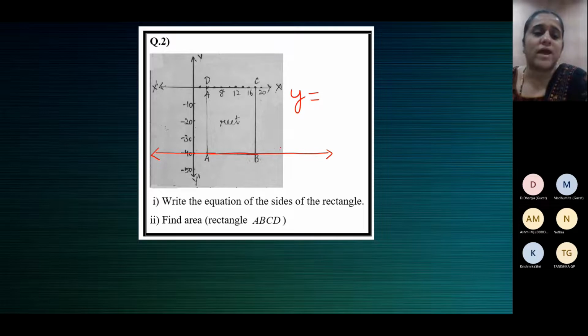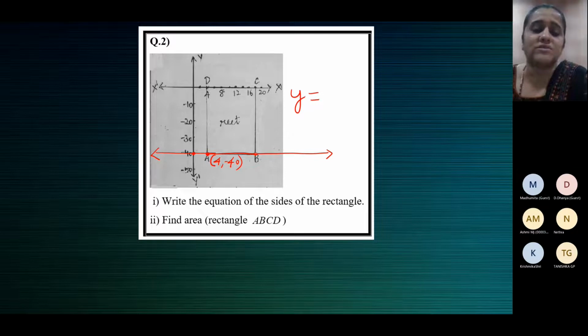Next, what is the value of y? See here it's minus 40, y is minus 40. Here also it will be minus 40. On this line, you check the y coordinate, it's always going to be minus 40. For example, this point, what will be the address of this point? Tell me, children. What are the x coordinate and y coordinate of this point? 4 and minus 40, ma'am. 4 comma minus 40. Very good.